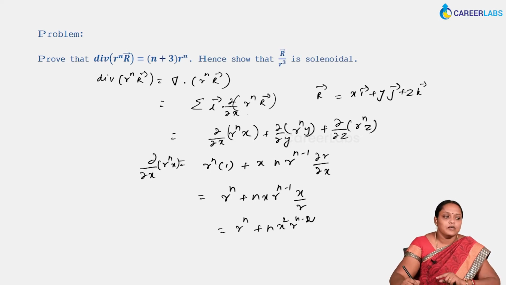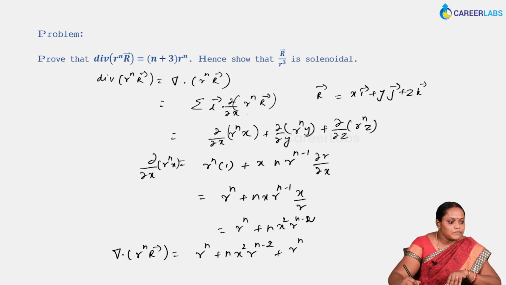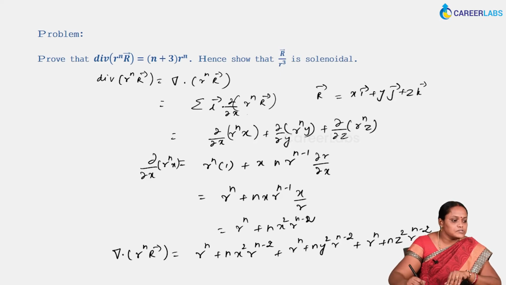Similarly, you can get it for dou by dou y of r^n y, and for all the terms. Therefore, del dot of r^n r vector is r^n plus n x squared r^(n-2), plus r^n plus n y squared r^(n-2), plus r^n plus n z squared r^(n-2). So this gives 3 r^n plus, taking n r^(n-2) common outside, x squared plus y squared plus z squared.